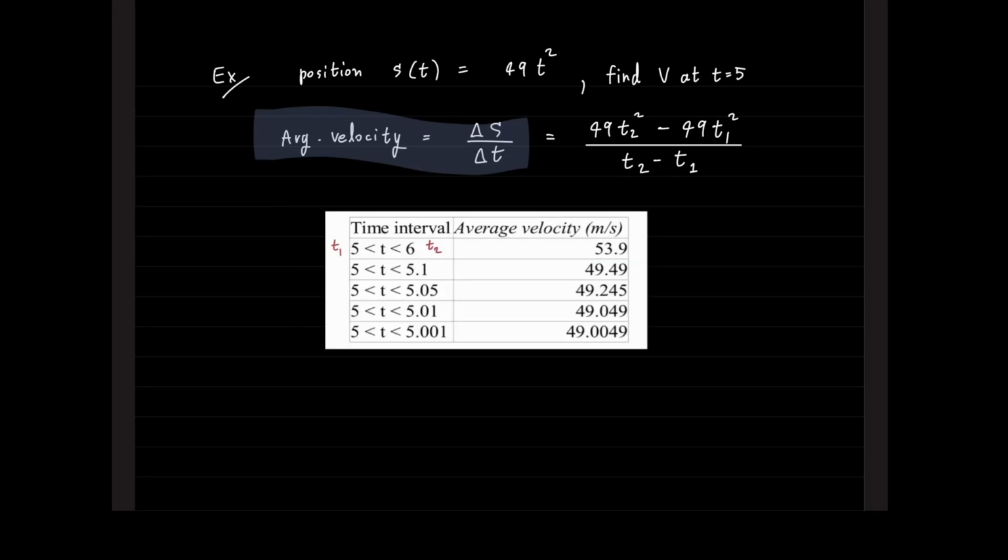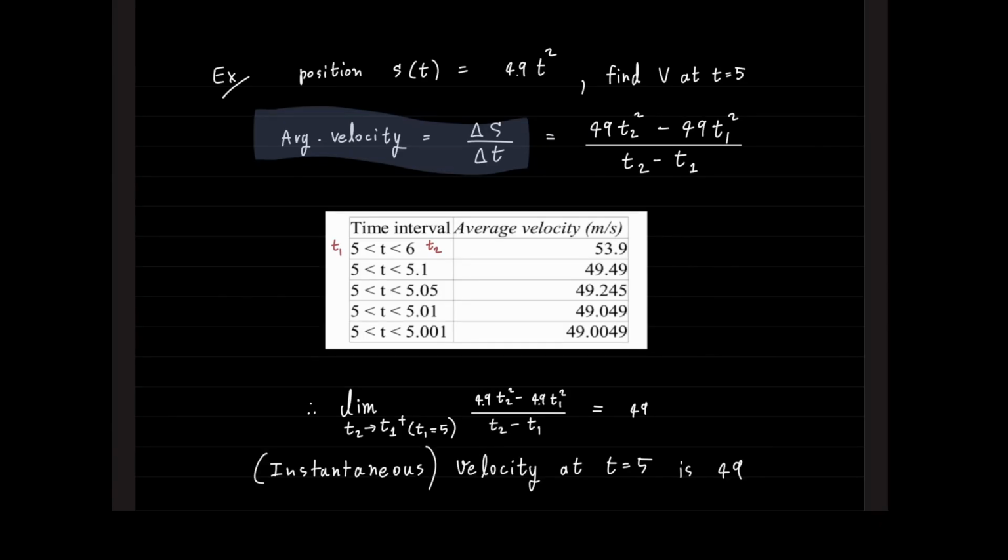If you plug in the values of t1 and t2, making the interval closer and closer to 5, you'll notice that the value of average velocity gets closer and closer to 49. We can write this down as the limit as t2 approaches t1 from the positive side, while t1 equals 5, of the average velocity function equals 49. Now we can conclude that the instantaneous velocity at t equals 5 is 49.